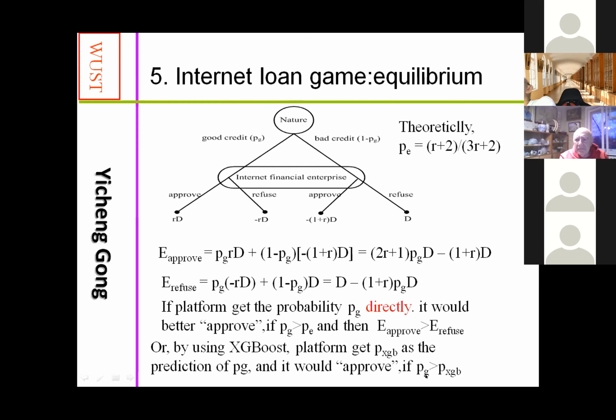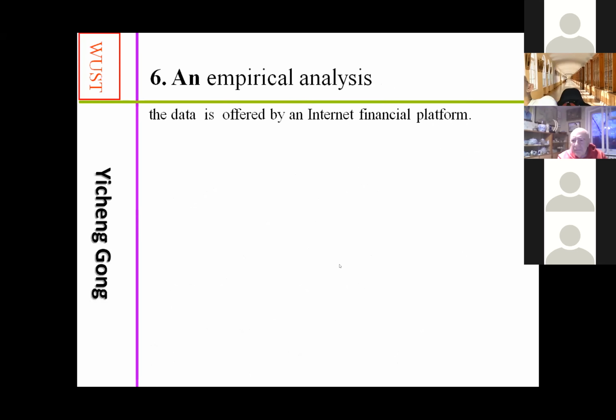If the platform can get the prediction of PG by PXGB, then it can approve if PXGB is greater than PE. Okay, so we use this theoretical analysis and statistical learning to do an experimental analysis.